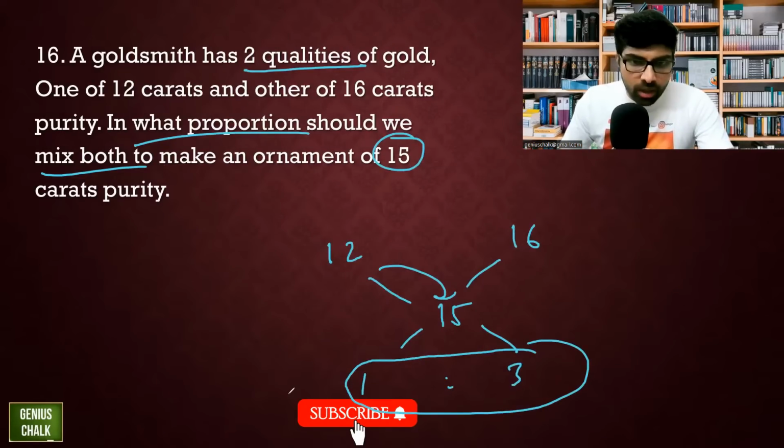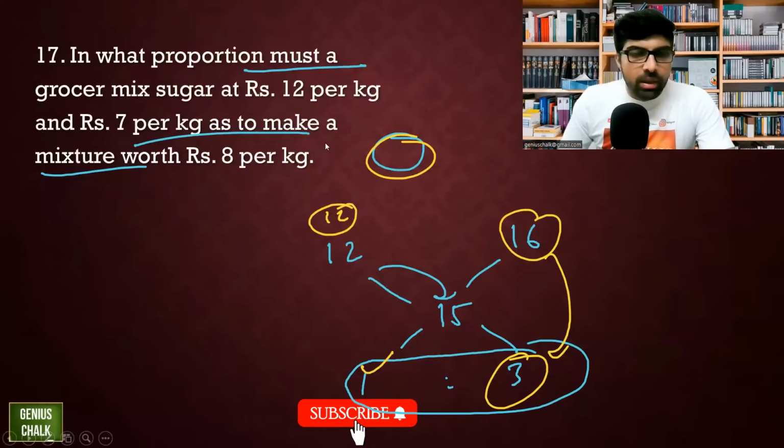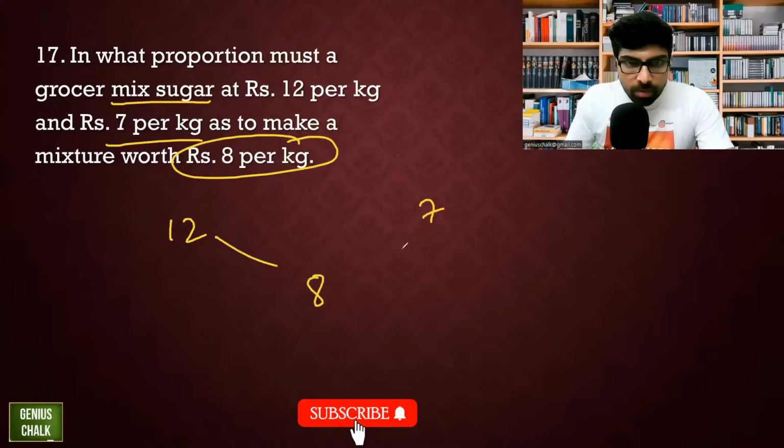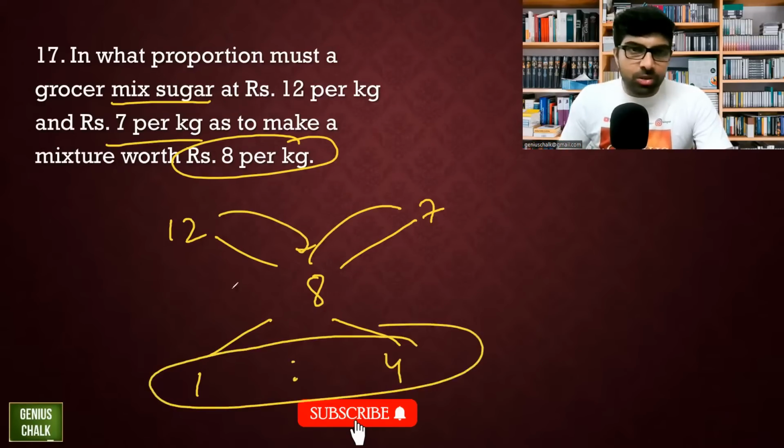That means he has to take 12 carat gold in 1 quantity and 16 carat gold in 3 quantity. Then he can make this 15 carat purity gold. Next one: in what proportion should a grocer mix sugar at 12 per kg and 7 per kg to make 8 per kg? 8 minus 7 is 1, 12 minus 8 is 4. This is my ratio, 1:4. Right? Next one.